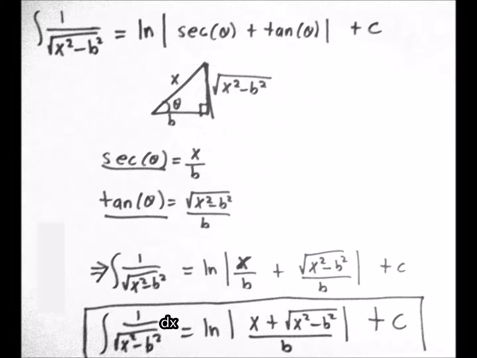So, substituting our expressions of x and b for our secant theta and tangent theta, we get the solution. We get the integral of 1 over the square root of x squared minus b squared is equal to the natural log of the absolute value of x plus the square root of x squared minus b squared over b, plus a constant.